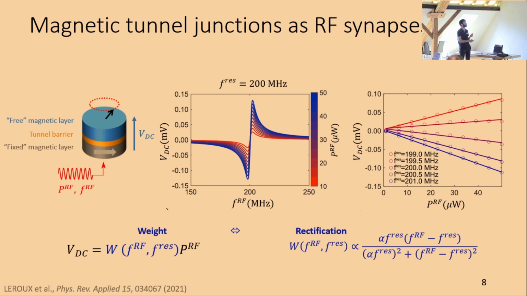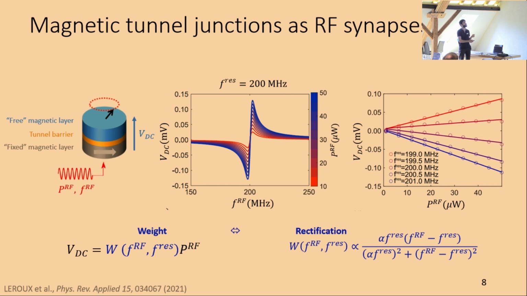So if we consider an input radio frequency signal to the magnetic tunnel junction, what you get is a DC voltage which can be modeled as an anti-Lorentzian right here, which depends on material parameters such as the Gilbert damping, the resonance frequency of the magnetic tunnel junction, and also the input frequency. Here, I just represent this anti-Lorentzian, which is simply the voltage as a function of the input frequency for a resonance frequency of 200 megahertz.